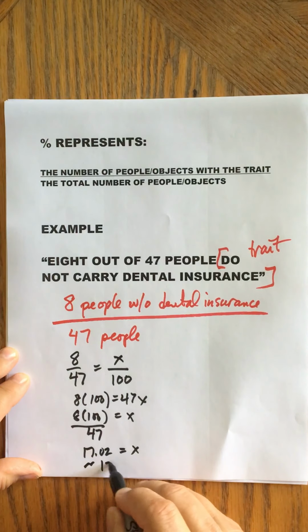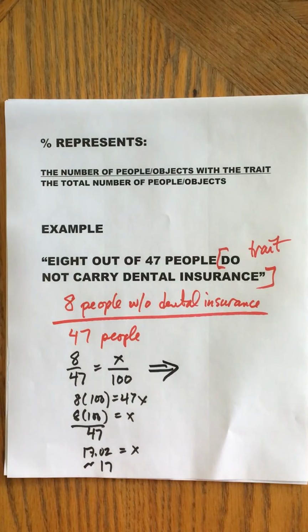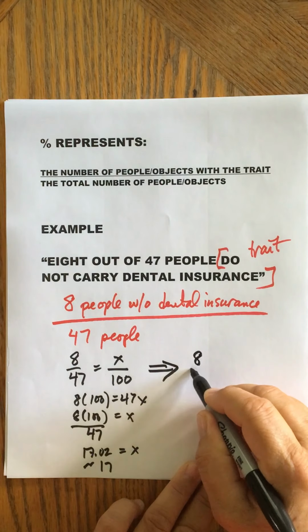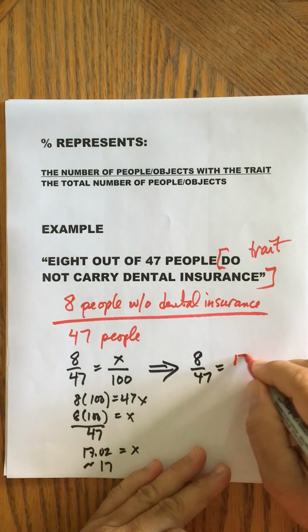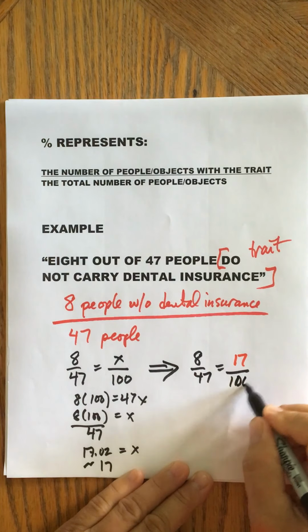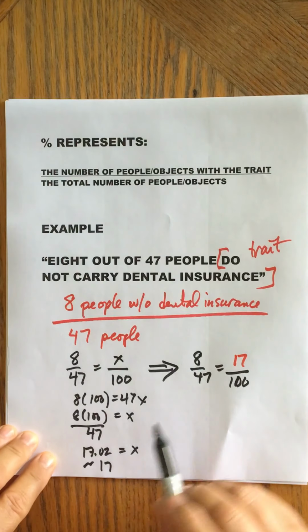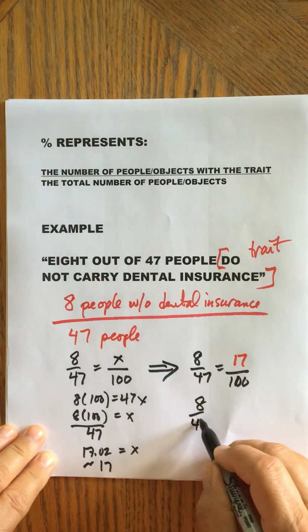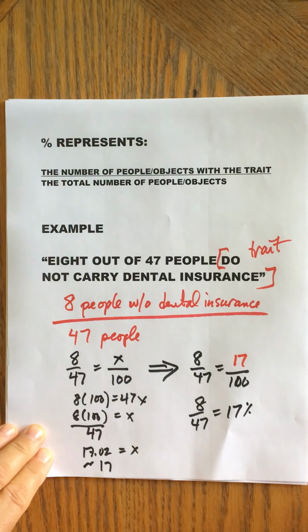So we're going to say 17. But what that means is, when we come back in here, we say that 8 out of 47 is equal to 17 out of 100. All right? That means that basically 8 out of 47 is 17%. All right? So how did we get there?